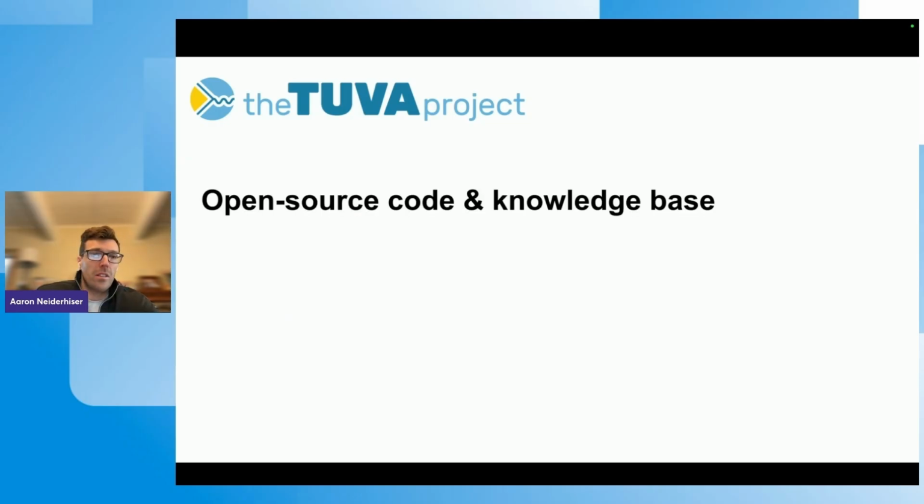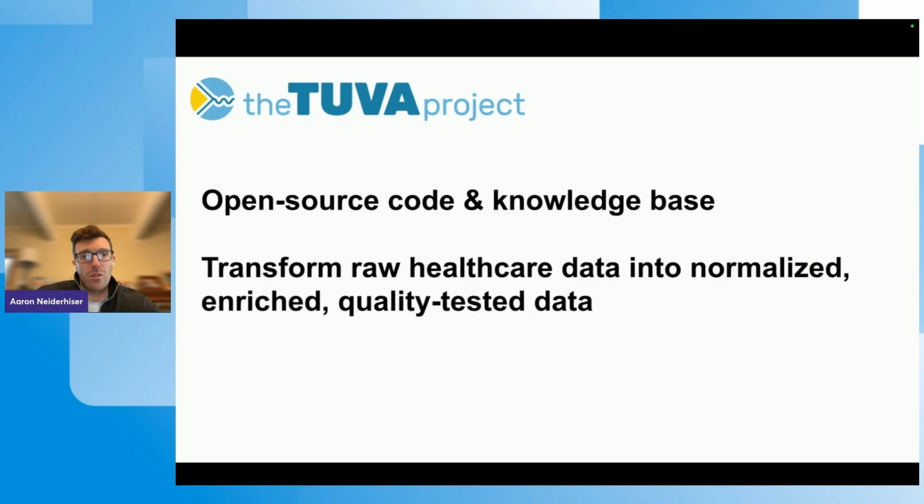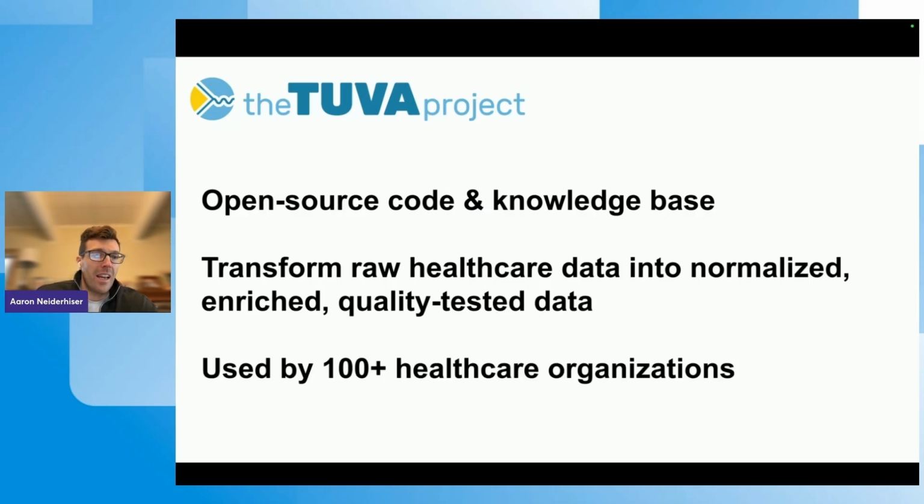At the core, the Tuva Project is an open source code and knowledge base for transforming raw healthcare data into normalized, enriched, quality tested data that's useful for doing healthcare analytics. And today it's used by more than 100 organizations.